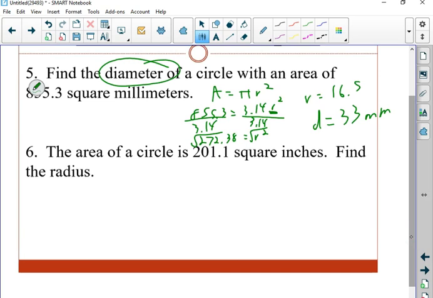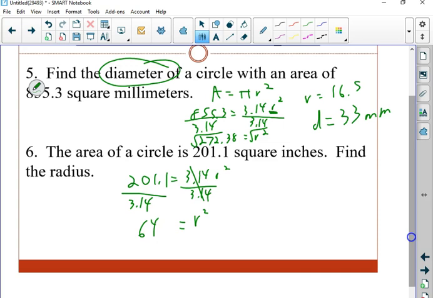Moving on. The area of a circle is 201.1 square inches. So that is my area. I don't have to write the formula, you know what we're doing. 3.14 times r squared. So we're going to do the same thing we did before. We're going to divide by 3.14, which gives me r squared is equal to, what was this time? 64.